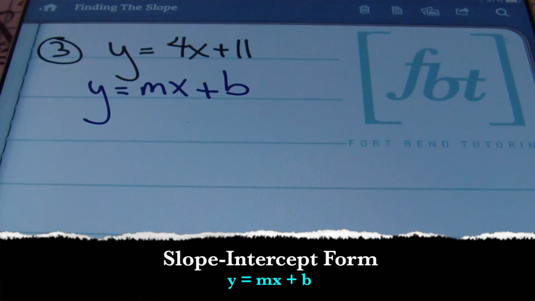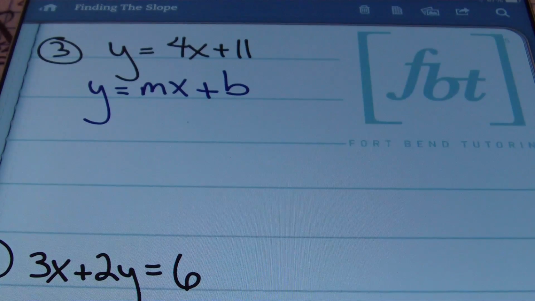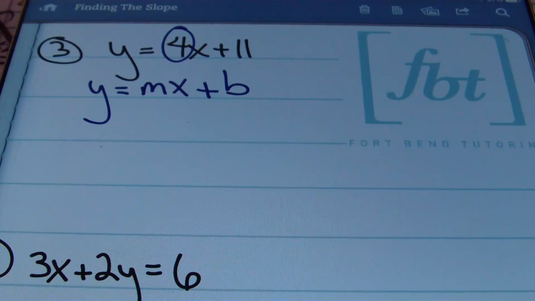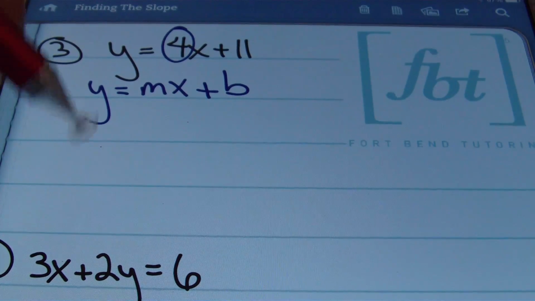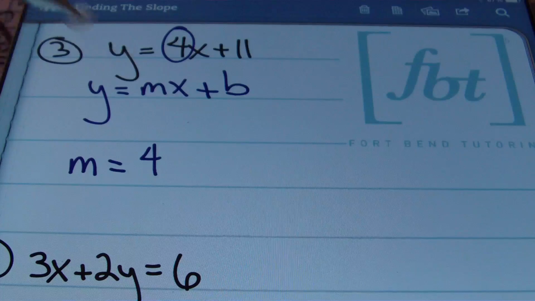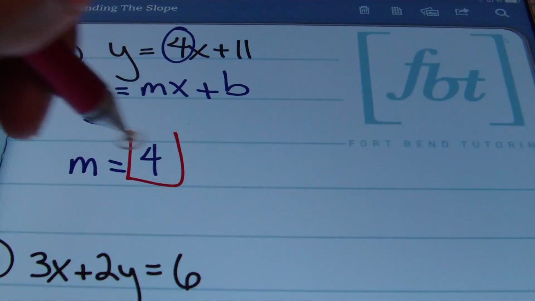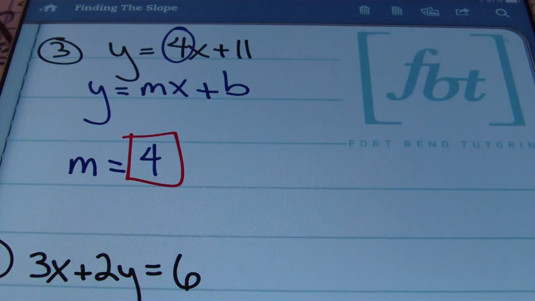Oh yeah, because when you're dealing with the slope-intercept form for a linear equation and y is solved for, the coefficient in front of the x variable, that means that number in front of the x term, it's always the slope. It's always the slope of the linear equation. So therefore, what's my m value here? Okay, that's right. It's 4. The slope, m, equals 4. There you go. That's it. I'm putting a red box around my answer. That's the end of that problem.